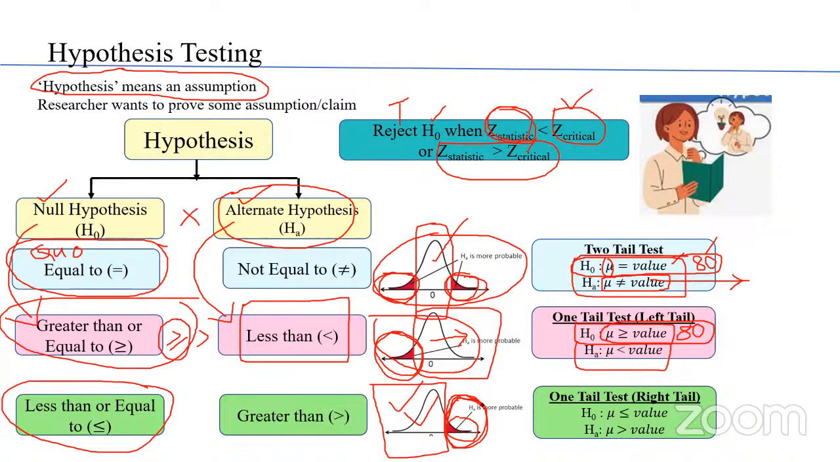How do we decide whether we should consider a two-tail test or a one-tail test? That depends upon the question. I have a same problem that I have done for two-tailed as well as one-tailed, so you'll be able to understand in the coming slides. Is that okay? Fine? Yes, okay.